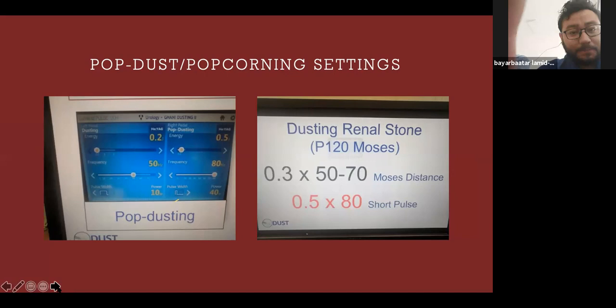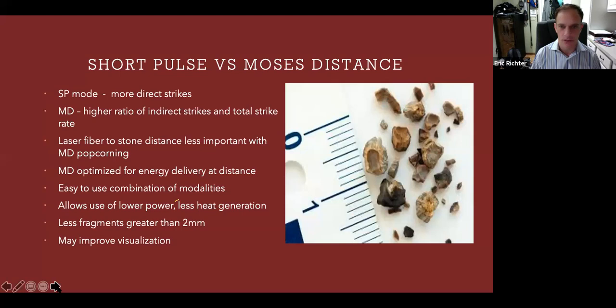And so this is a short pulse versus Moses distance, and these are again different settings. The short pulse results in more direct strikes. The Moses distance has a higher ratio of indirect strikes to total strike rate. So the laser fiber to stone distance is less important when you're using that Moses distance popcorning, because they're indirect strikes; it's just the stone literally popping into the laser fiber, and that gives you more energy delivery at a distance.